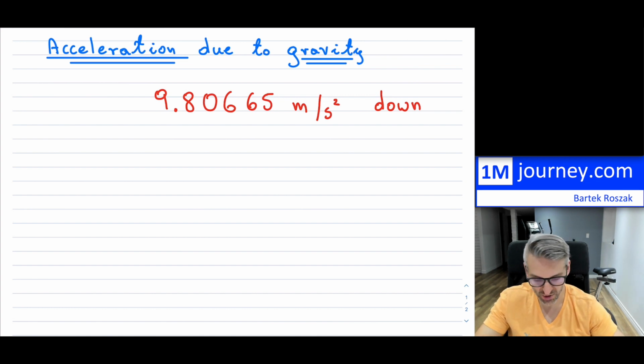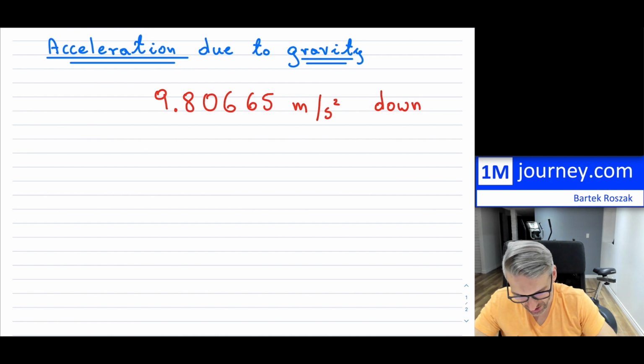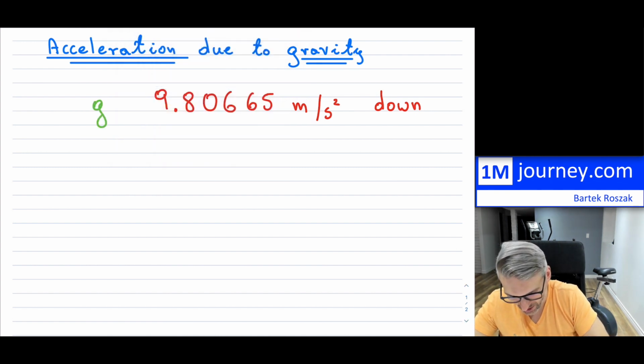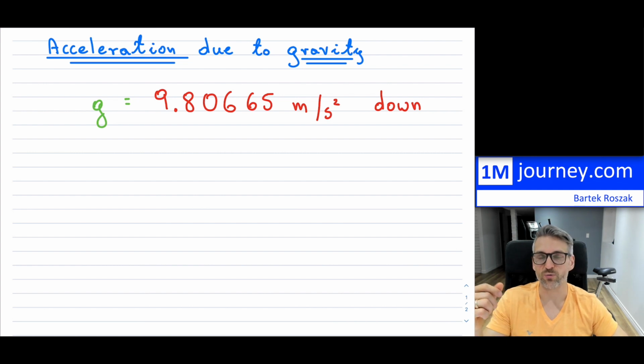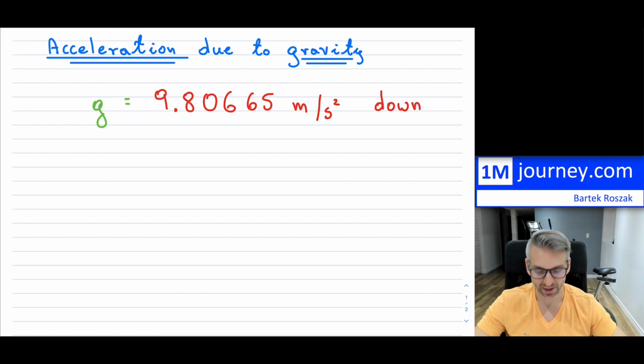And it is so special that instead of just calling it acceleration, we give it the letter g. And this particular g is equal to 9.80665 meters per second squared. And it's down. Now, when we say down, we mean towards the Earth's surface, right? So towards the center of the Earth. That's what we mean by down.